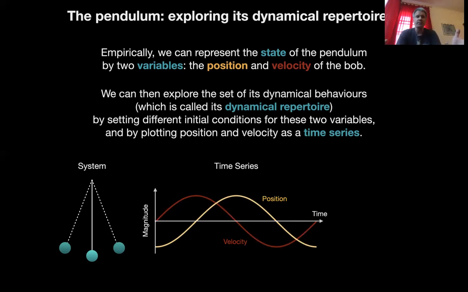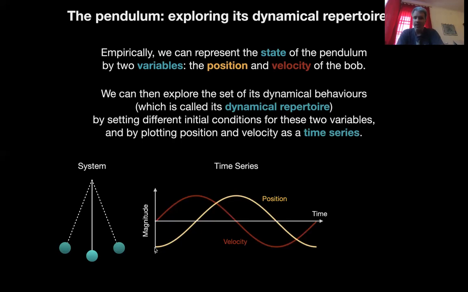We can then explore the set of its dynamical behaviors, which is called its dynamical repertoire. Remember that term. By setting different initial conditions for these two variables and by plotting position and velocity as a time series. So you pull the ball up in different directions to different heights, and then you let it swing, and then you measure it. Okay, so that's what we've done here, and that's what I've graphed in this time series. So in this graph, time proceeds to the right, and the magnitude, the amplitude of the oscillation is plotted here as these yellow lines of position.